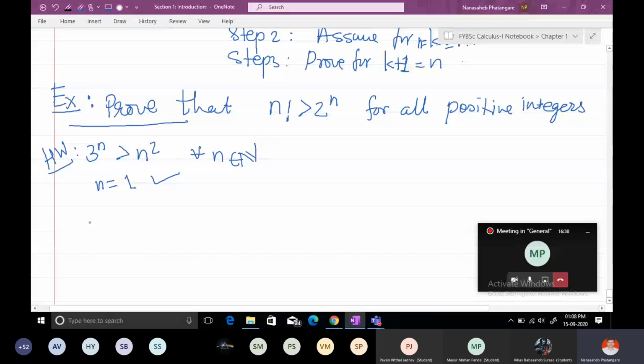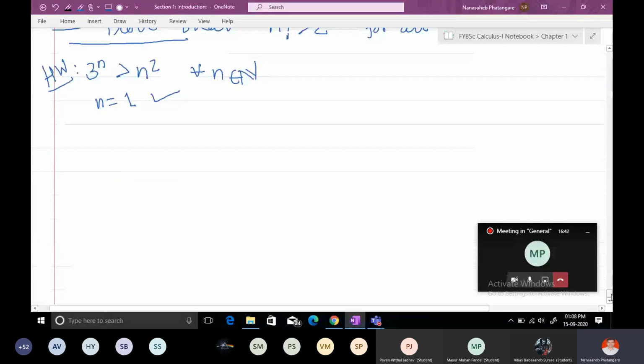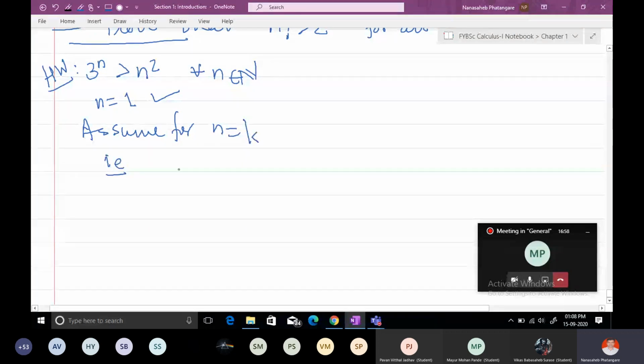Then assume for n equal to k. That is what we are going to assume here, induction. This is the second step; this is the first step. So 3 raised to k is greater than k square. Very good. This is the assumption. Now we are going to prove the induction step.